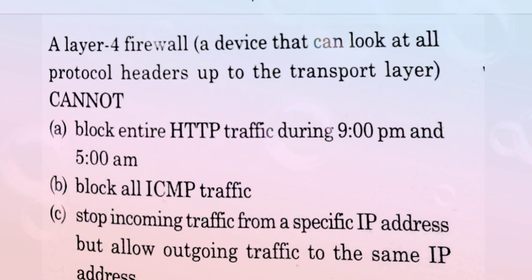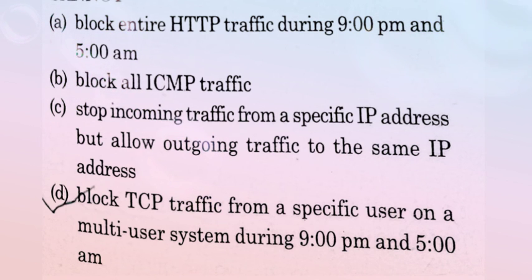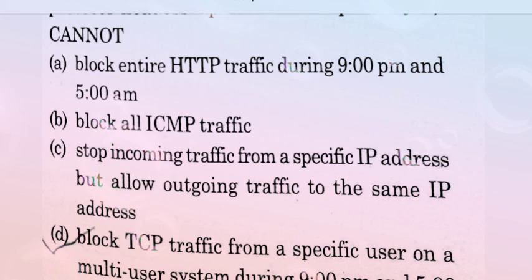A layer 4 firewall, a device that can look at all the protocol headers up to the transport layer, cannot do which of the following? Option A, block entire HTTP transmission during 9 PM and 5 AM. Option B, block all ICMP traffic. Option C, stop incoming traffic from a specific IP address but allow outgoing traffic to the same IP address. Option D, block TCP traffic from a specific user on a multi-user system during 9 PM and 5 AM. Option D is correct, because this is not done on the basis of TCP. Okay, next question.